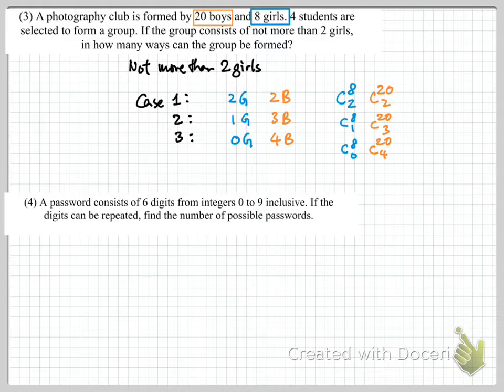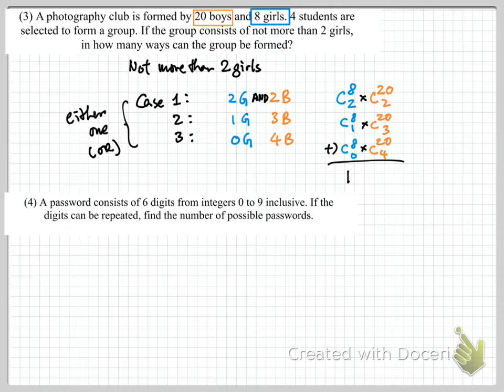Now we multiply each of these orange and blue numbers because they are connected with and. You can refer to question 1 and 2. However, between case 1, case 2, and case 3, they are either or. Either one case means that it is an or situation. So we add up these numbers. At the end, the answer is 19285. This is the answer to question 3.